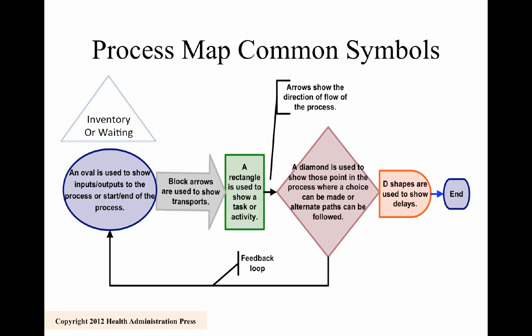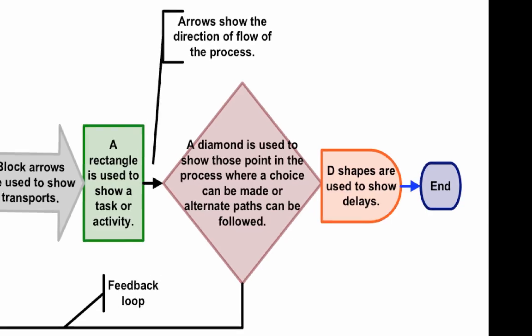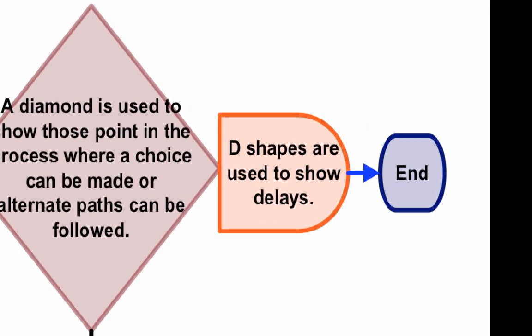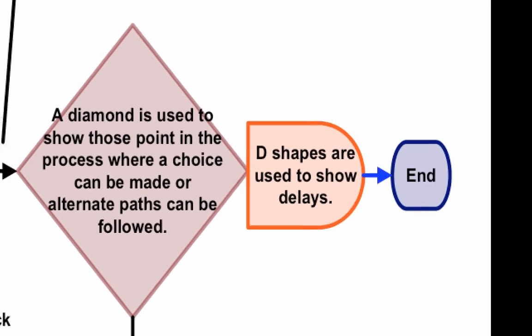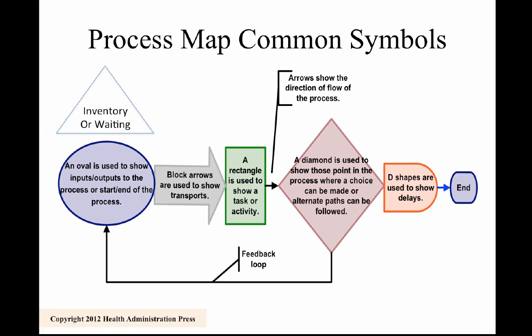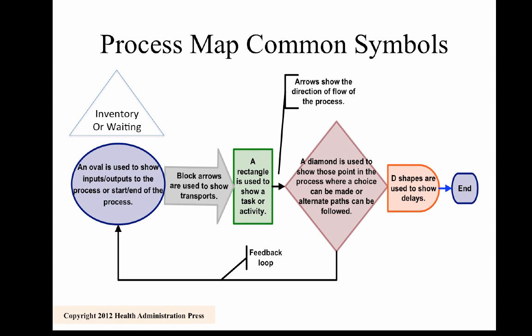And then this half oval is to show a delay in a process. So you have this half oval, you have the triangle. Those are typically negative things in a process map. They show some delay or waiting.